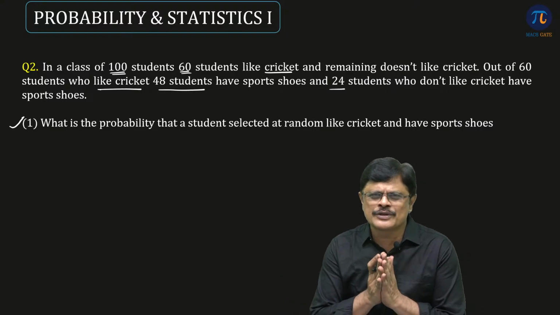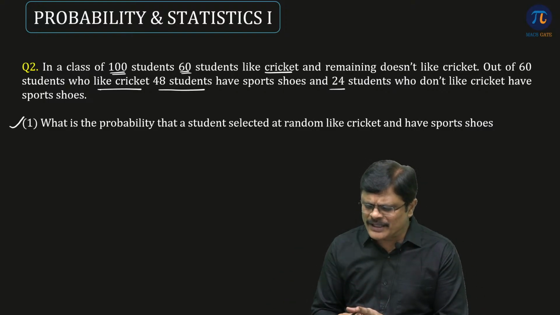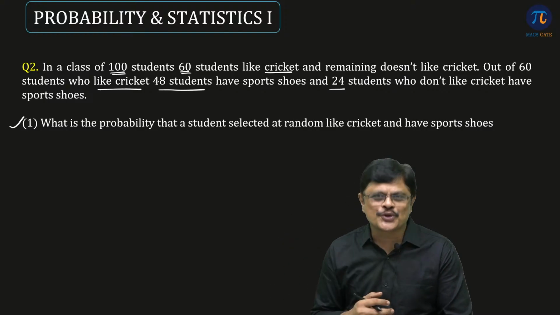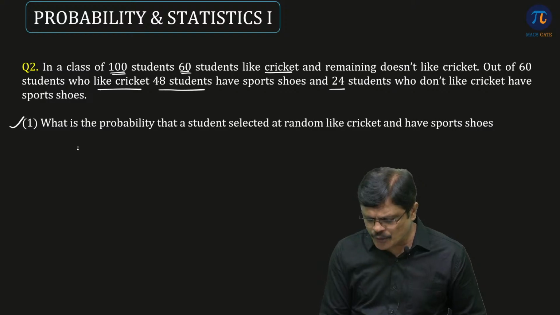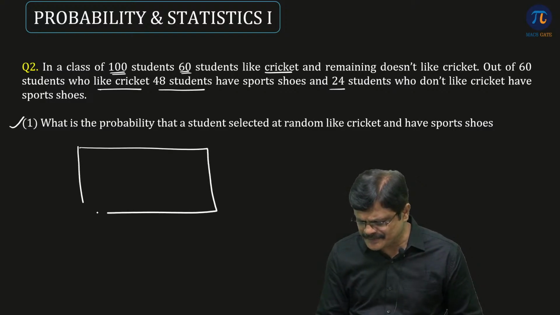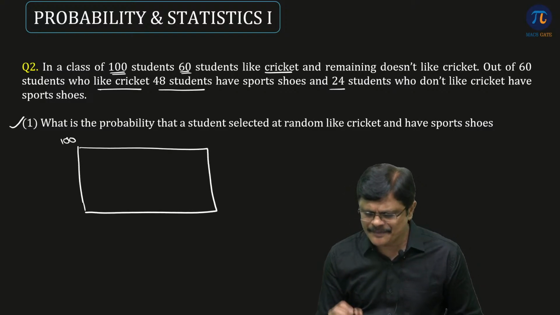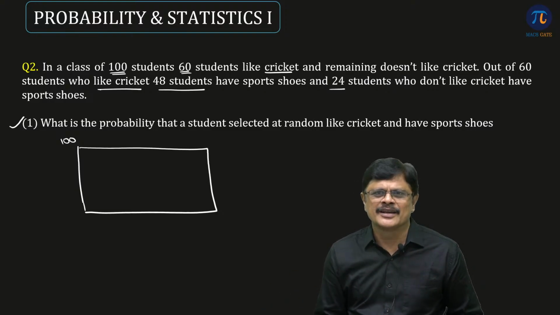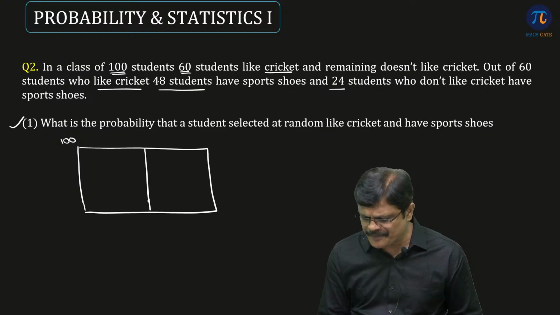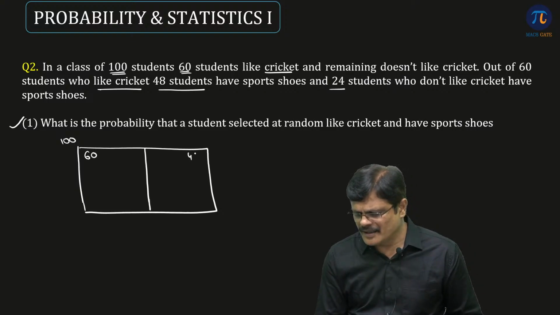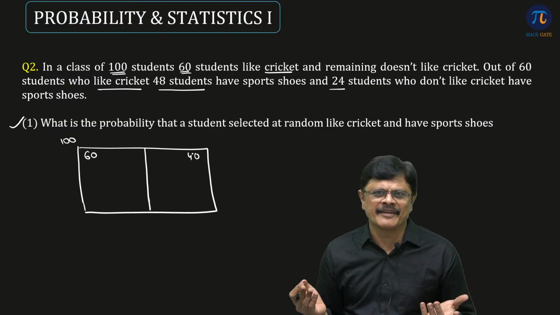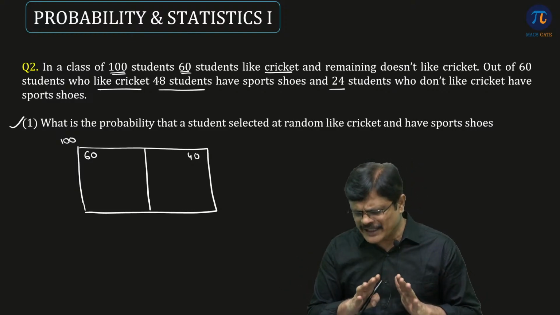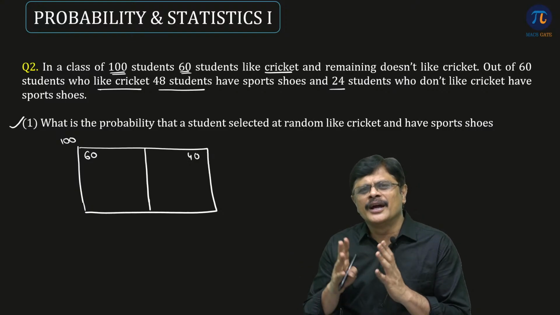Actually, I have given a series of questions here. What is the probability that a student selected at random likes cricket and has sports shoes? Total there are 100 students in the class. Out of that, 60 like cricket and the remaining do not like cricket. So, it is divided into 60-40. There is no other information given, so we take 60 like cricket and 40 don't like cricket.